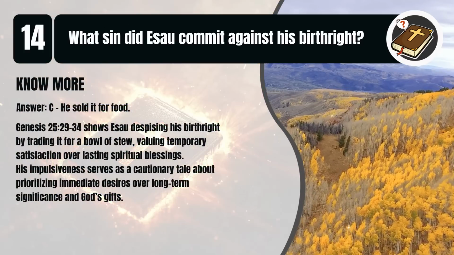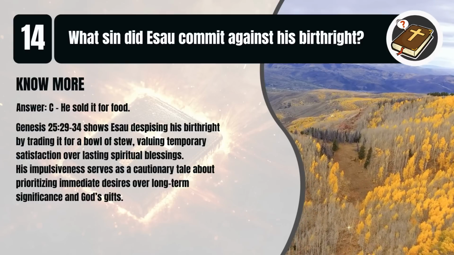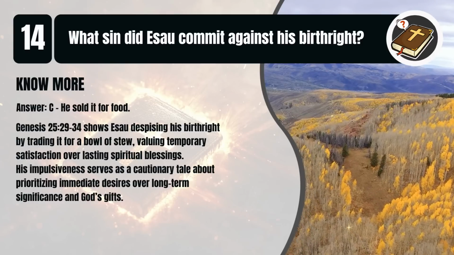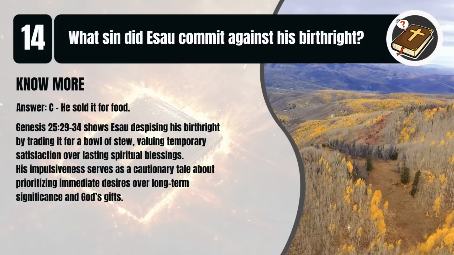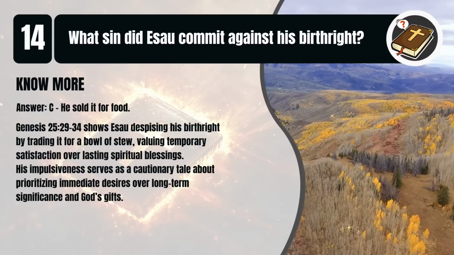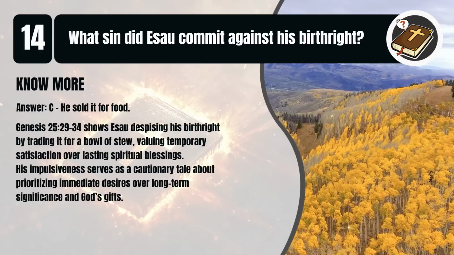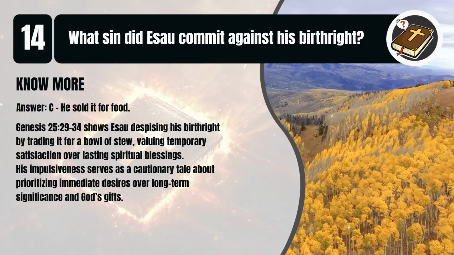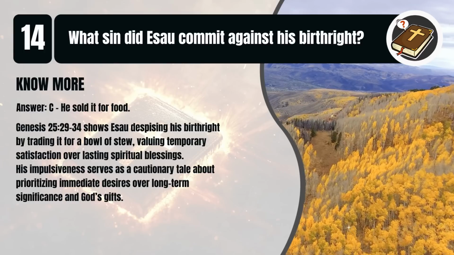That's C. He sold it for food. Genesis chapter 25 verses 29 to 34 shows Esau despising his birthright by trading it for a bowl of stew, valuing temporary satisfaction over lasting spiritual blessings. His impulsiveness serves as a cautionary tale about prioritizing immediate desires over long-term significance and God's gifts.